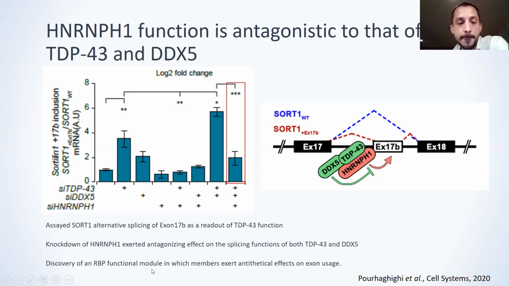So this is a neat discovery where we've shown that there's an RBP complex that has a functional module in which members exert antagonistic effects, right? So some increase inclusion, some increase exclusion, and the interplay between them is what regulates the final output.